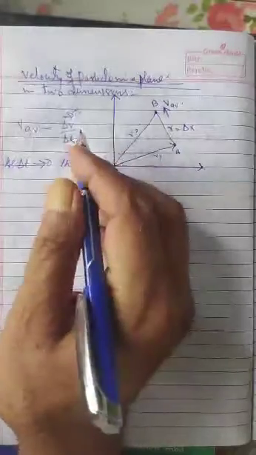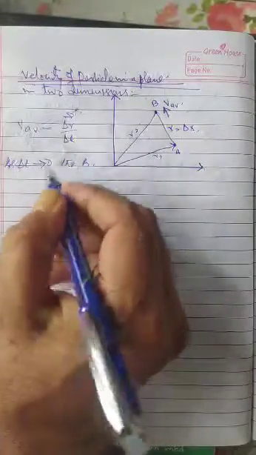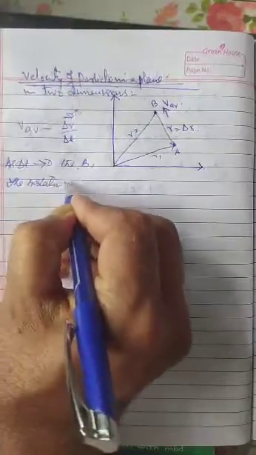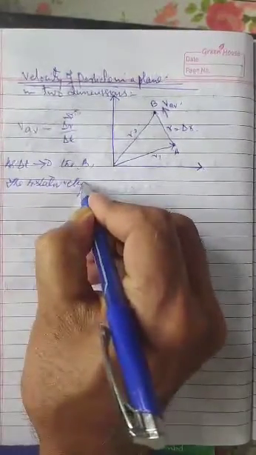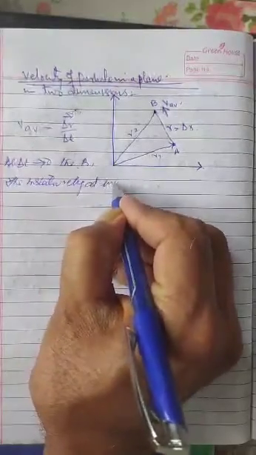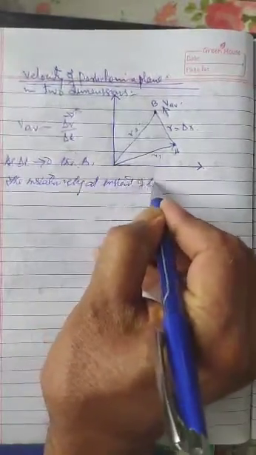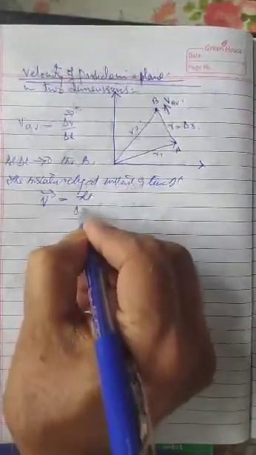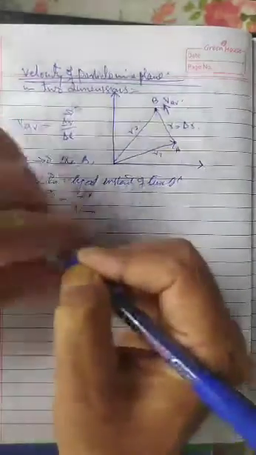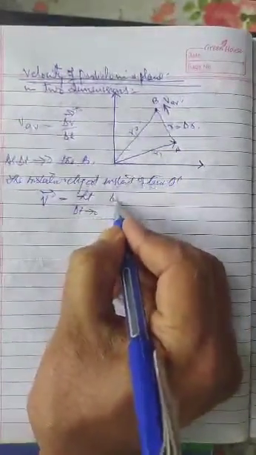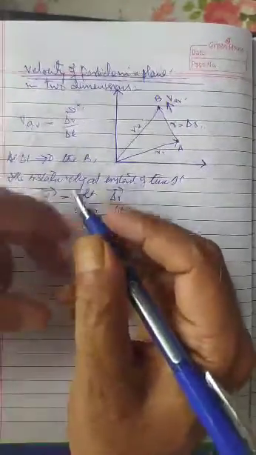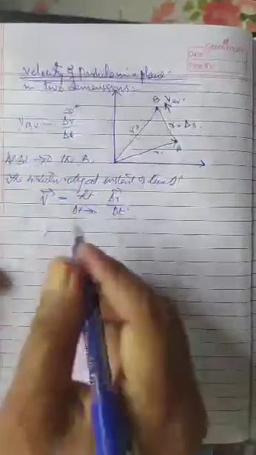So the instantaneous velocity at an instant of time is given by V equal to limit of del t tends to 0, del r by del t. This is the instantaneous velocity. Now, what is del r?